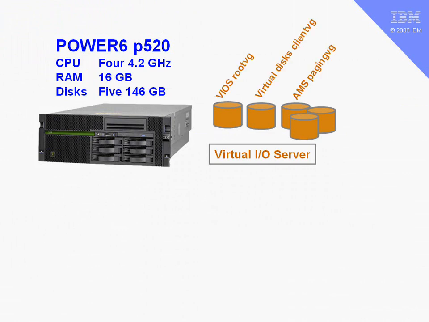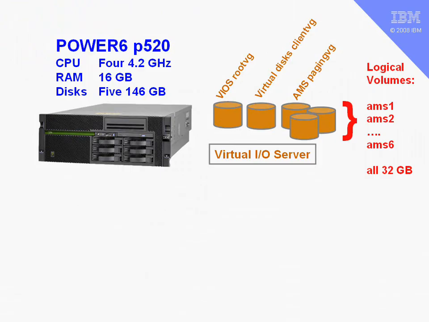I set that up this way, so that the first disk is used for the root volume group for the VIO server itself, so it boots up from that. Then for my client logical partitions, I've got another drive in a different volume group called client volume group, and in there are the logical volumes that become the virtual disks for my client logical partitions. The other 3 disks I put into a volume group called paging VG, and in those we're going to do the AMS paging. So I've created logical volumes in this volume group.